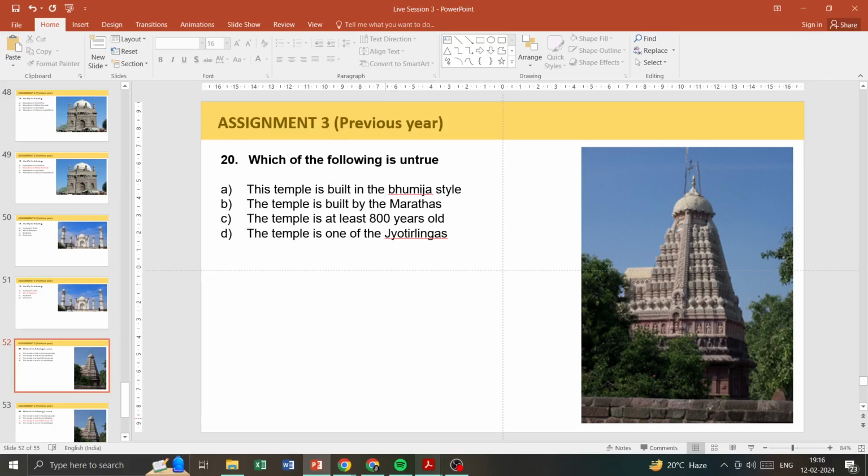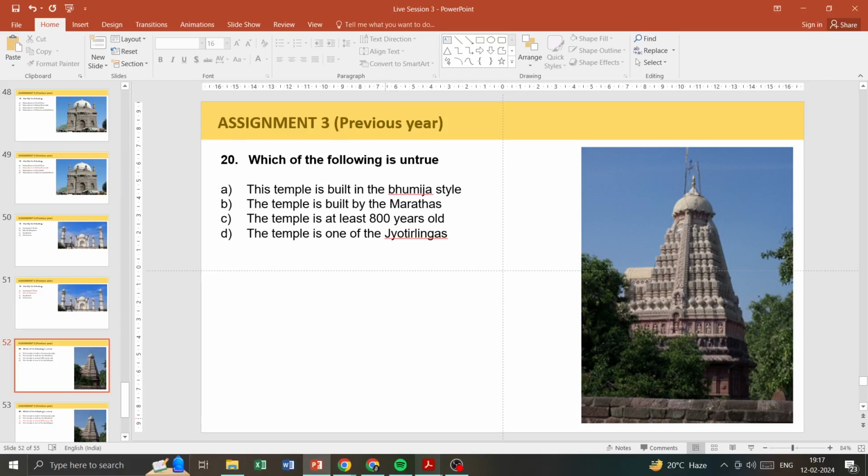So coming back to Bhumija style, this is definitely a Bhumija style building. And coming back to the temple built by Marathas, this is actually Krishneshwar Jyotirlinga in Maharashtra, and it's a Maratha temple only, so it was built by the Marathas. And because it is a Jyotirlinga temple, we know that statement D is also correct. Now the statement that it is at least 800 years old is wrong.